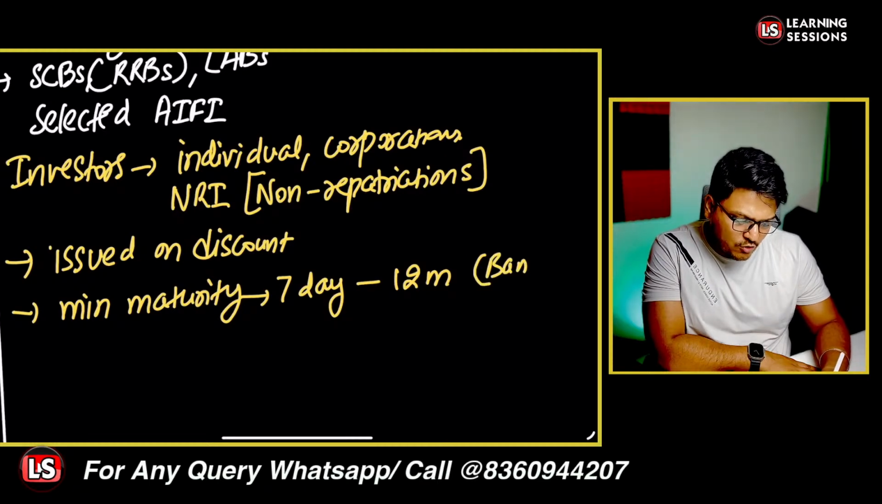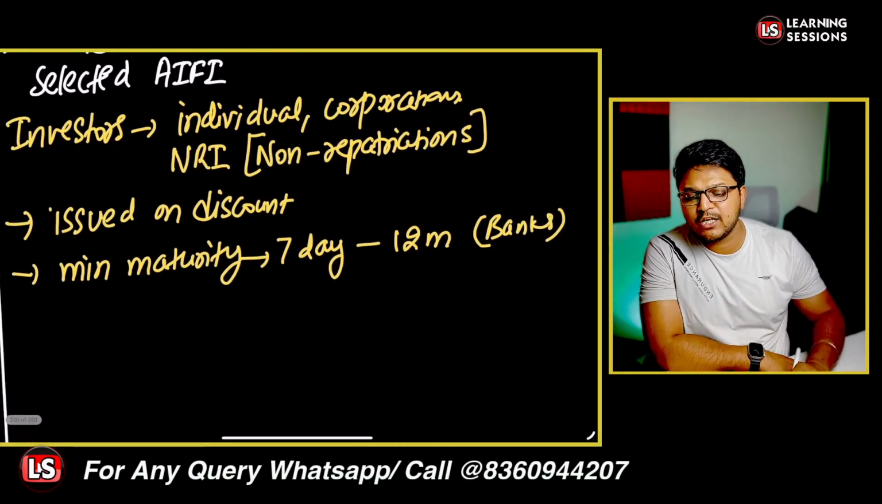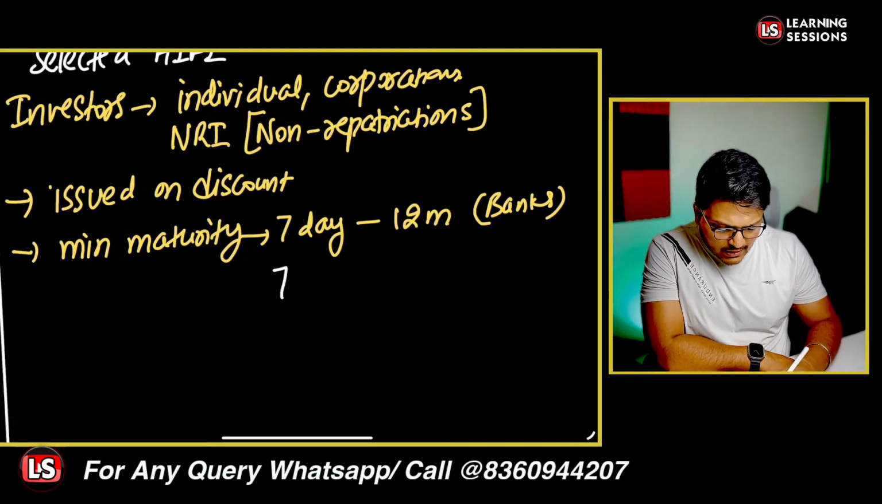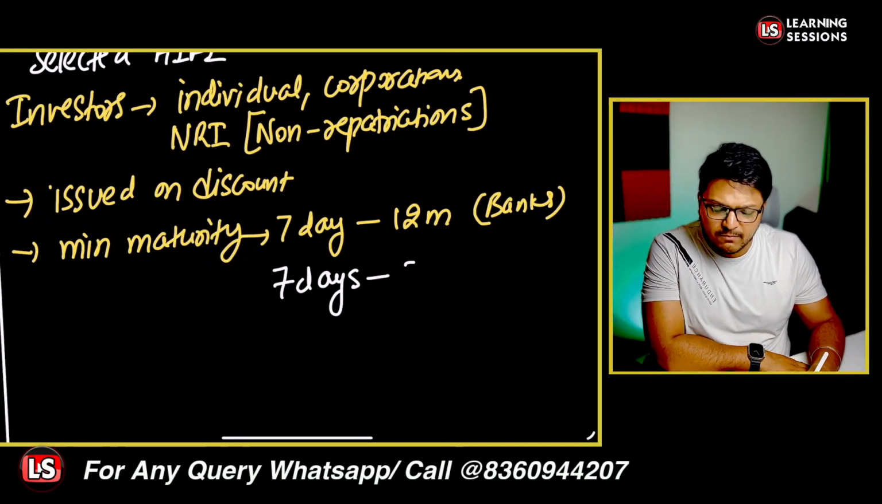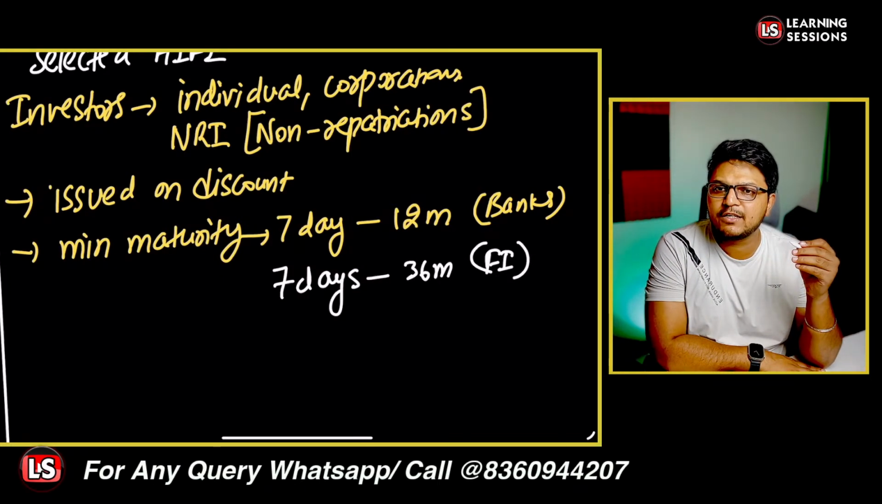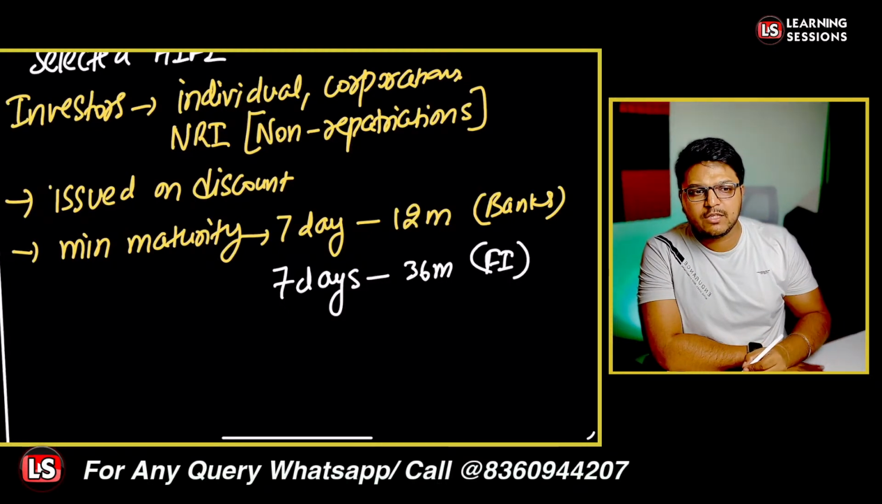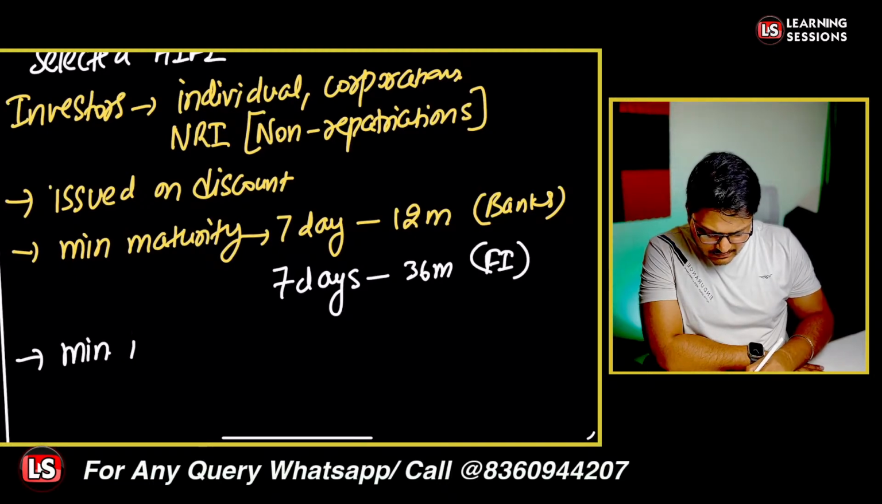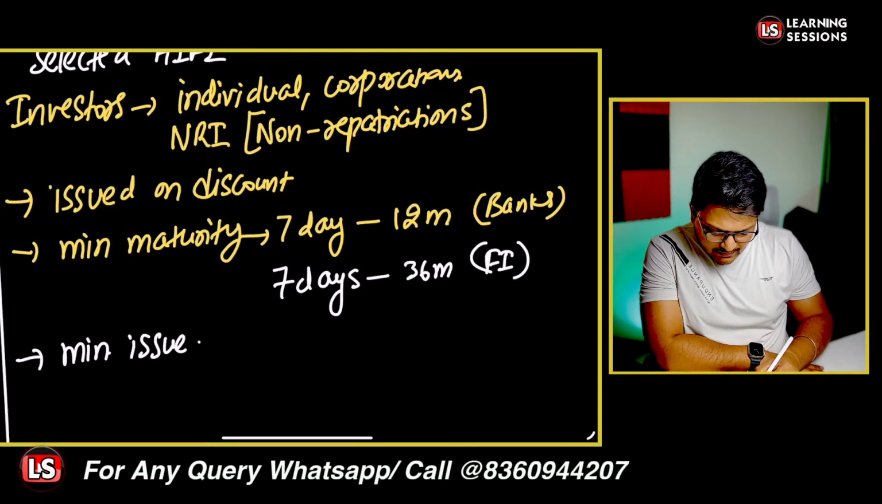If these are issued by the banks. But if these are issued by the financial institutions, let me just tell you, then the maximum maturity can even be up to 36 months. If these are issued by the financial institutions. Is that clear? Is this particular point clear over here? And what is the minimum denomination? The minimum issue size is rupees 5 lakh.